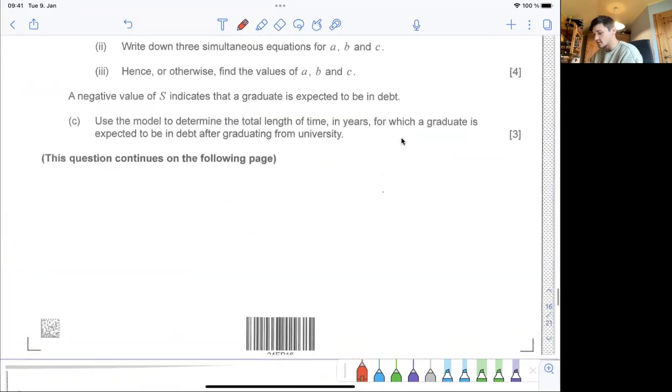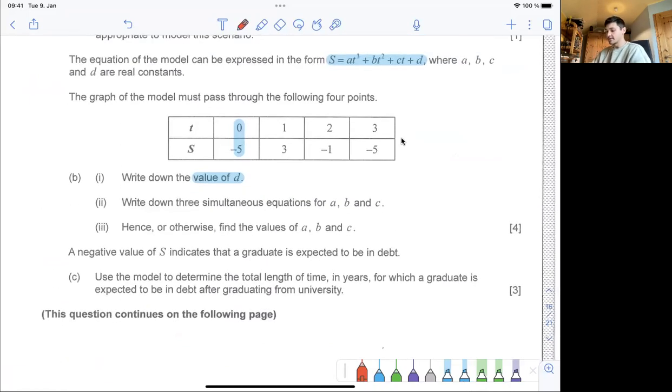All right, let's move on to part 2. Hence, write down 3 simultaneous equations for A, B, and C. That's going to be using these next 3 values we're given here. If we substitute t is equal to 1 into our model for S, we'll get A multiplied by 1 cubed, which is just A, plus B times 1 squared, which is just going to be B, plus C times 1, which is C, plus D, and we have that equaling 3.